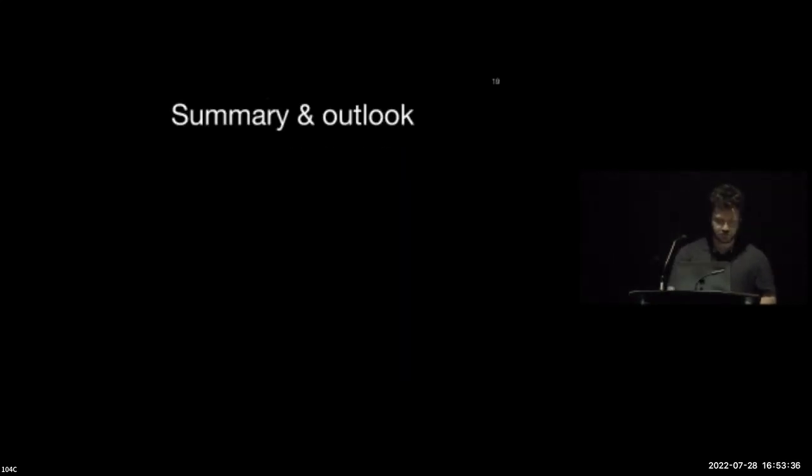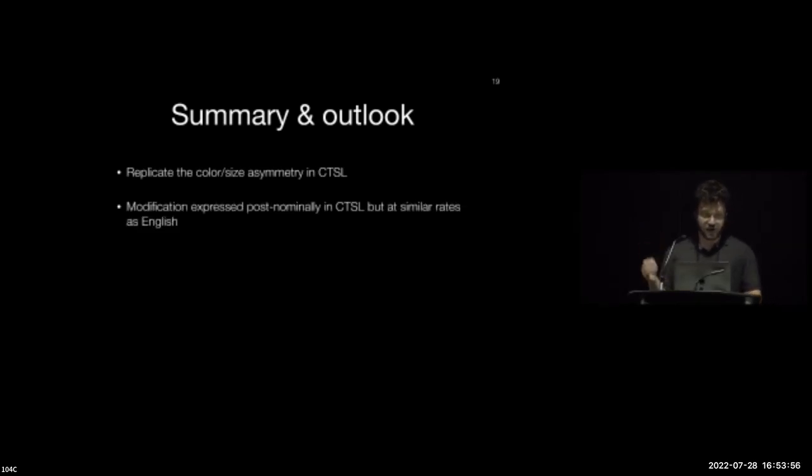So wrapping up, what we did in this project was explore how signers of an emerging sign language use their language to refer. So we showed that despite a lack of fully fledged grammatical conventions, CTSL exhibits a previously attested pattern of referring expression production, the color size asymmetry. Moreover, despite an overwhelming preference for expressing modification post-nominally, CTSL signers redundantly modify at rates similar to those observed in English. That's just qualitatively not a pattern predicted by the particular incrementalized RSA models that we considered in this project.